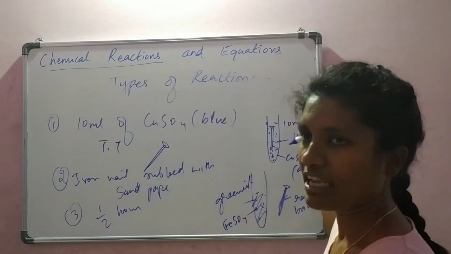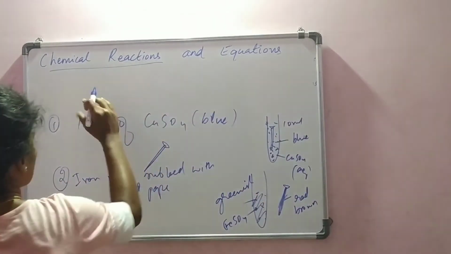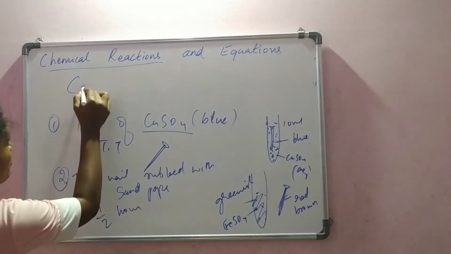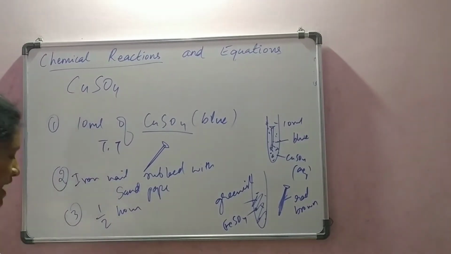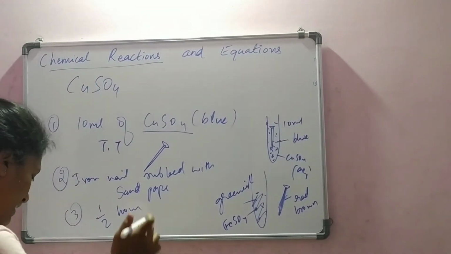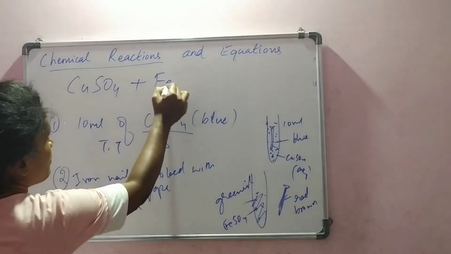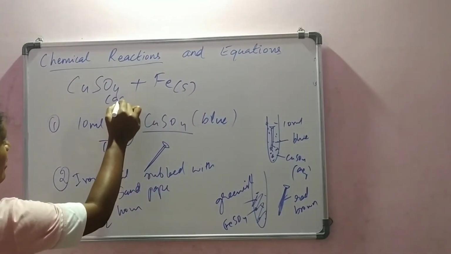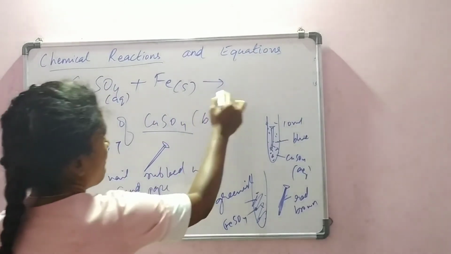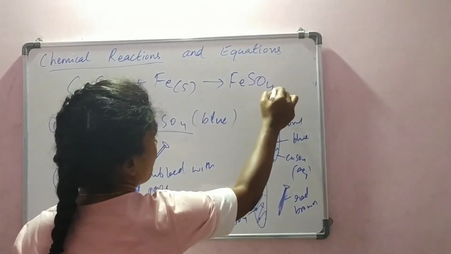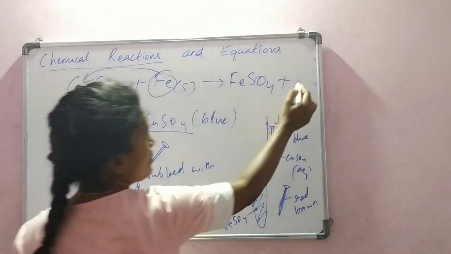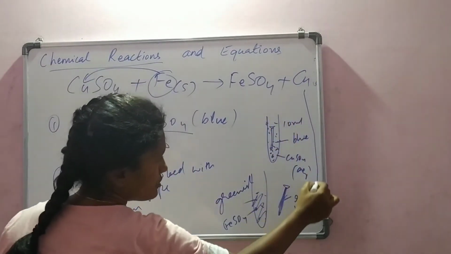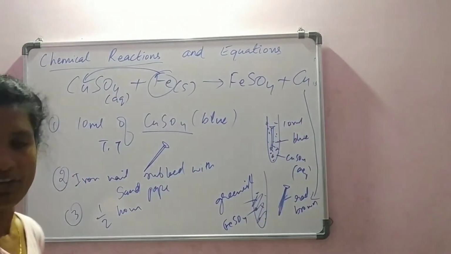So let us write the chemical equation. What did we take? We took CuSO4. Then what did we do? We added the iron nail to that. Correct? This is a solid. This is an aqueous solution. What happened? FeSO4 formed, and as I told, Fe will replace Cu. Cu is what? The reddish brown you are observing.